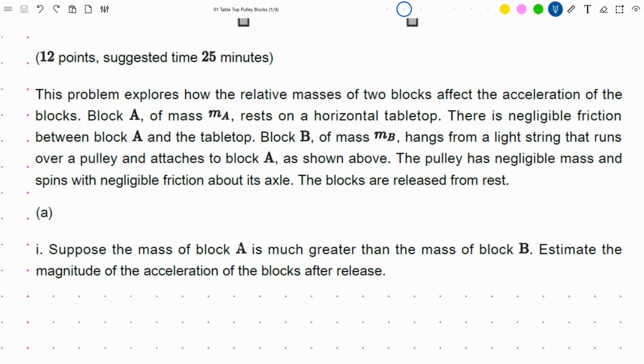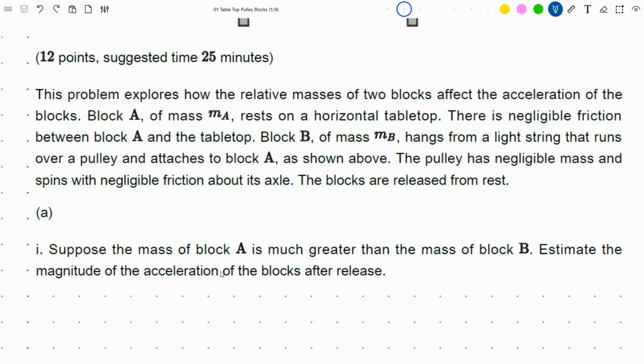Like block A is vastly, like millions and billions and even beyond that times as great of a mass as block B. In other words, what they're effectively doing is they're saying, for all intents and purposes, block B has negligible mass, at least when compared to block A. So block B has effectively negligible mass is kind of how I interpret that. A has a whopping big mass by comparison, so block B is not really contributing any meaningful amount of mass to this situation. The question then asks me to estimate the magnitude of the acceleration of the blocks after release.